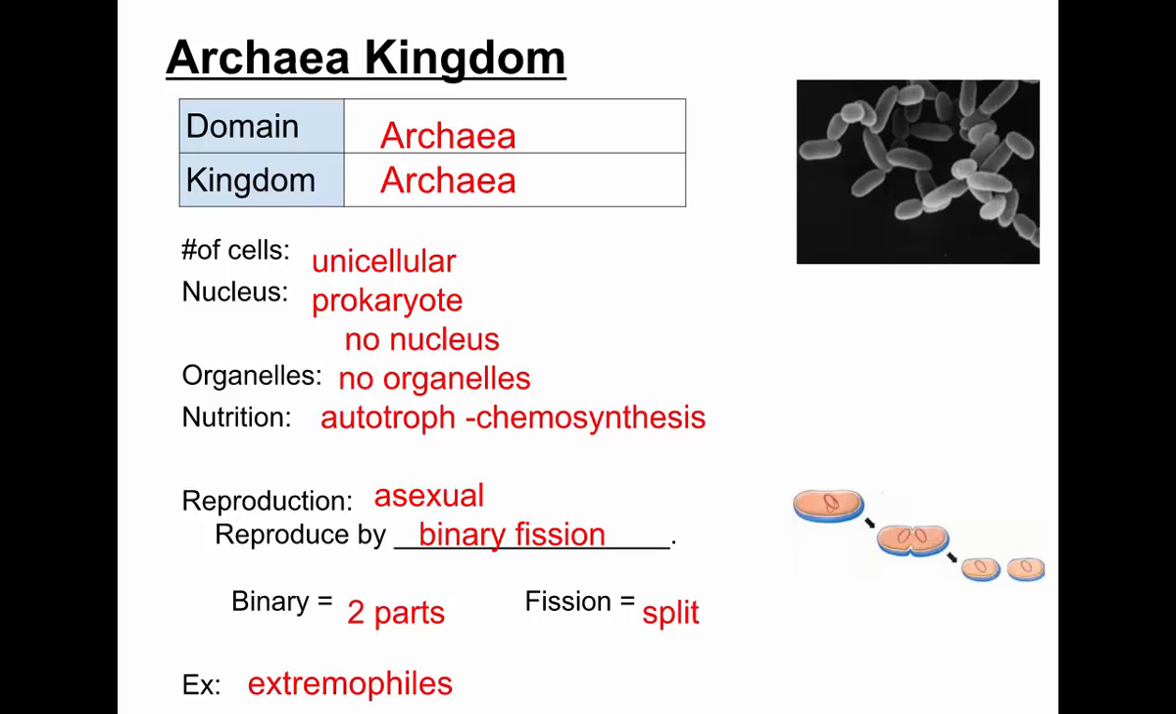Does bisexual mean the same thing? No. That's two parents. Wait, so do the parents die and turn into the offspring? No, there's just two new organisms.